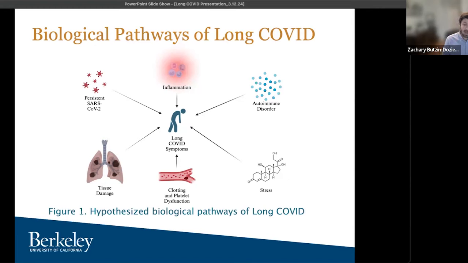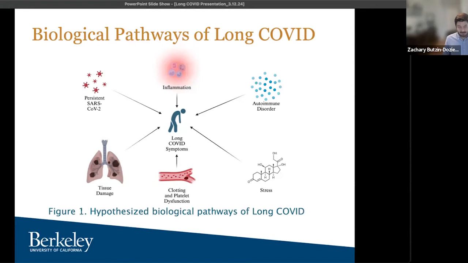For example, it depends on how you consider something like tissue damage. Tissue damage may be a downstream effect of severe acute COVID-19, and so you could view that as a symptom of long COVID. Alternatively, it could be an intermediate or cause of later long COVID symptoms. So in this figure, I'm lumping some of these factors together just for conceptual clarity.